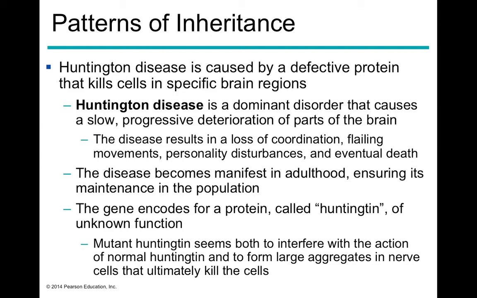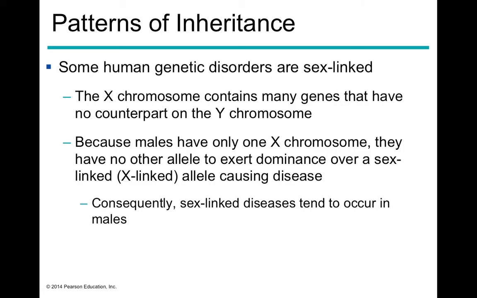Over time, it's a progressive deterioration of parts of the brain that results in loss of coordination, flailing movements, personality disturbances, eventually death. And the unfortunate part is that generally it doesn't become clear or manifest until adulthood, meaning that it can be maintained in the population because generally you've already had your children by the time you have had this problem. So the gene encodes for a protein called Huntingtin, which has unknown normal function, but mutant Huntingtin seems to interfere with the action of normal Huntingtin somehow and cause these large aggregates in nerve cells, which ultimately leads to the death of these nerve cells.